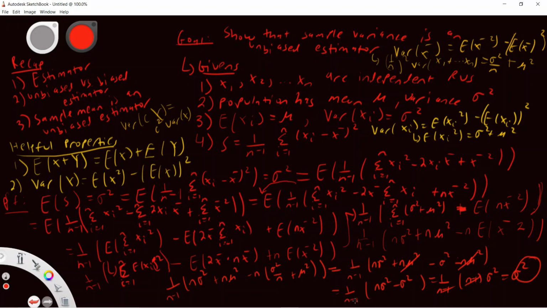And you'll see here at the end a 1 over n multiplied by an n minus 1. So you'll have 1 over n times n minus 1 times sigma squared, and that's not going to be equal to sigma squared. So we add this n minus 1 in the denominator of the sample variance formula in order to make our sample variance an unbiased estimator. So that's the reason why there is an n minus 1 in the formula for the sample variance.